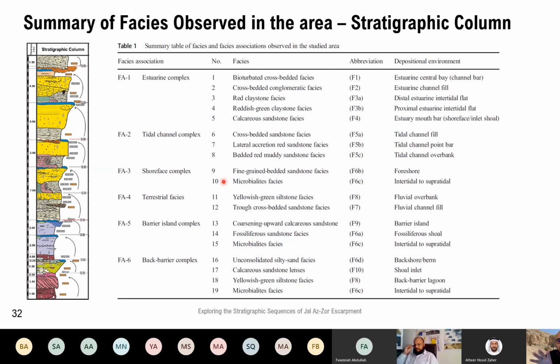So we came up with the 9 facies. Those can be collocated and combined in 6 facies association complexes that vary within the same context of marginal marine depositional area up to the terrestrial fluvial setting.